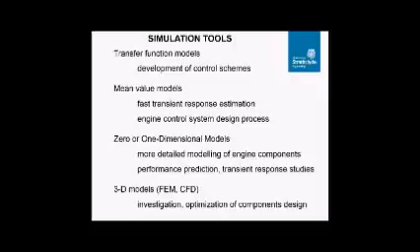Then we have zero or one-dimensional models. They use a more detailed modeling of the dynamic processes inside the engine components. They are used for the performance prediction and transient response status. Their accuracy is 2%. We have the three-dimensional models like FEM or CFD, which are used for the development, investigation, or optimization of power plant components design, where the evolved processes take place in three dimensions. Some examples are the engine combustion chamber design, the propeller design.